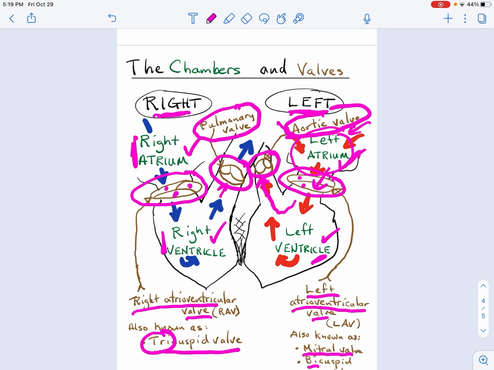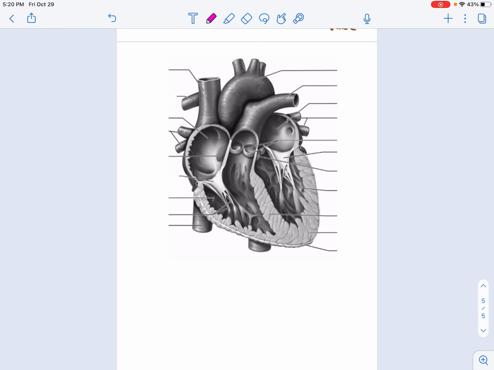The purpose of the valves is to keep the blood flowing in one direction. So it goes from the right atrium into the right ventricle, and when the right ventricle contracts, the valve keeps the blood from flowing back into the atrium. Same with the left. Same with the pulmonary valve and the aortic valve. Once the blood pushes through, the valve closes to prevent blood from flowing back. So let's look at the diagram and see what that looks like.